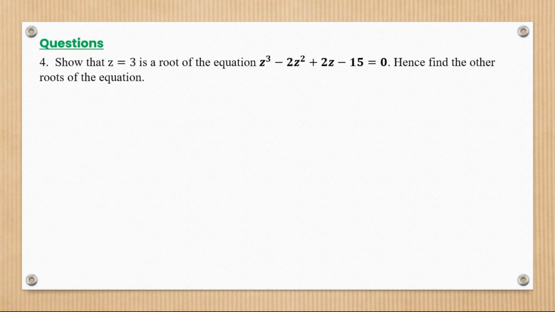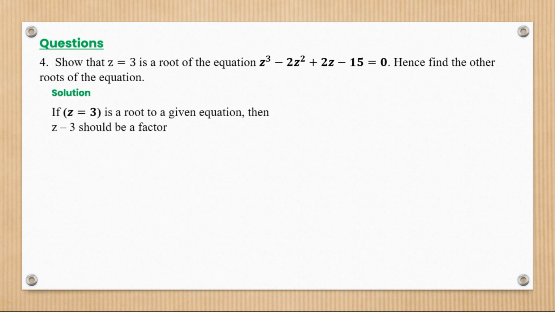Alright, let's look at another question. So we're being asked to show that z is equal to 3 is a root of the equation z cubed minus 2z squared plus 2z minus 15 is equal to 0. Hence find the other roots of the equation. So we're being told that z is equal to 3. What does this mean?